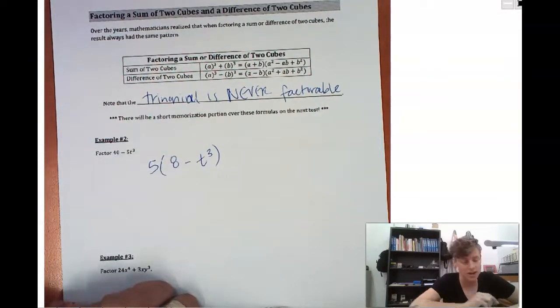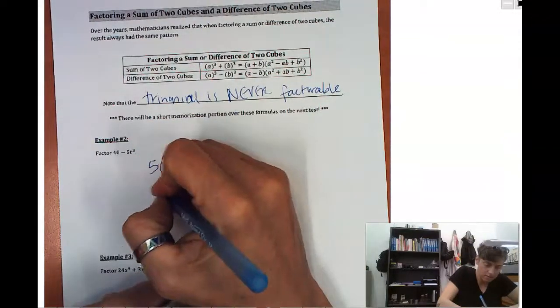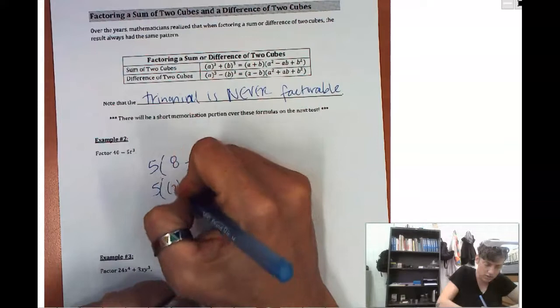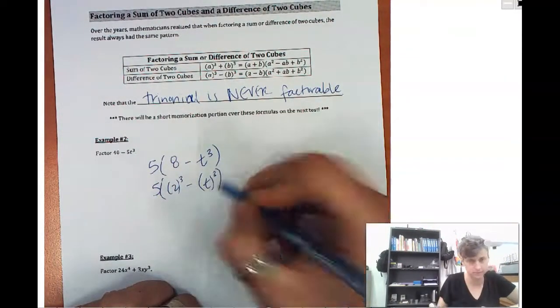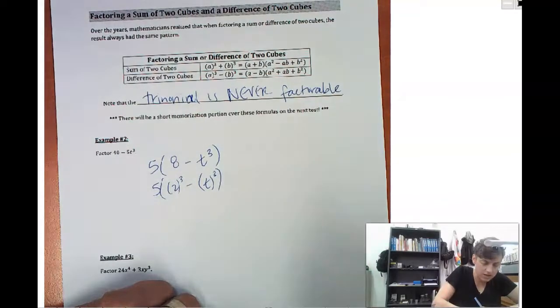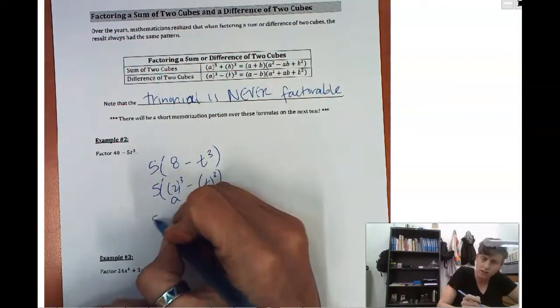That is now a difference of cubes. This is 2 cubed minus t cubed. So the a is 2 and the b is t. So this 5 will become our GCF in the front.